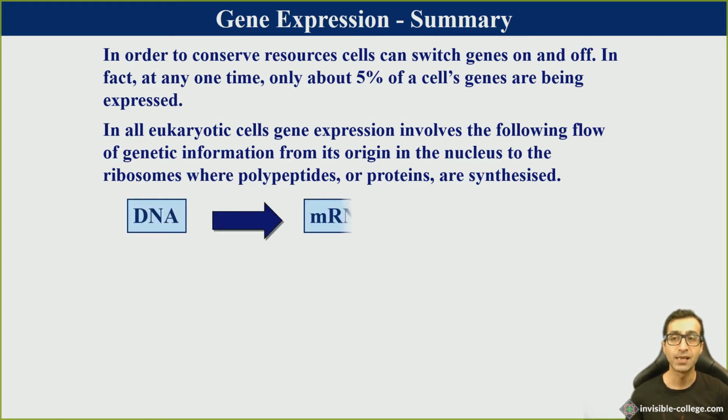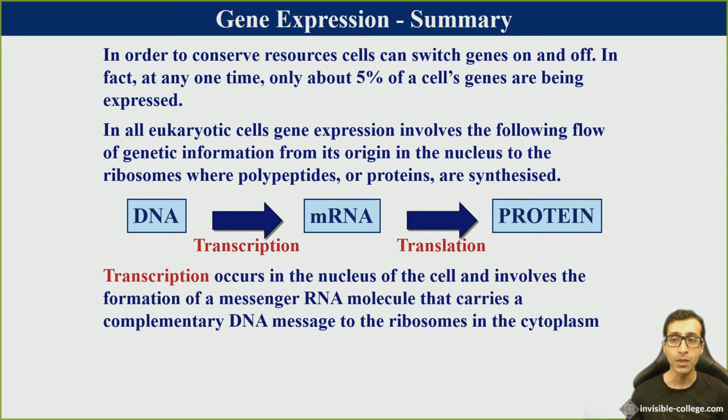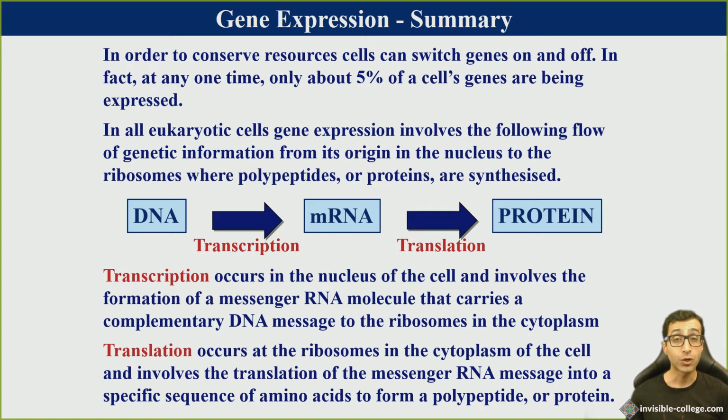So we go from DNA to mRNA, and this is the process of transcription, followed by the process of translation, by which the mRNA is turned into a functional protein. Now again, transcription occurs in the nucleus of the cell and involves the formation of messenger RNA, which carries the complementary message from the DNA to the ribosomes in the cytoplasm. And translation occurs at the ribosomes in the cytoplasm of the cell, and this involves the translation of the messenger RNA sequence or code into a specific sequence of amino acids in the primary structure of a protein.